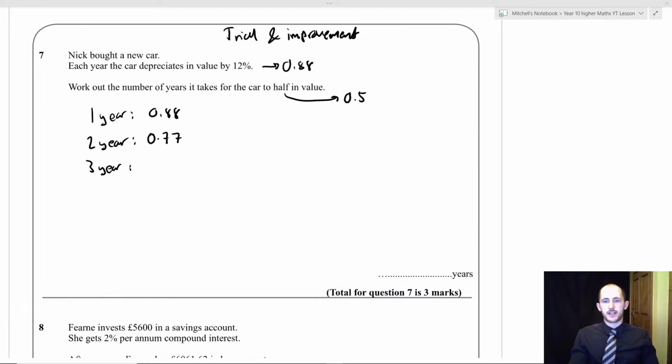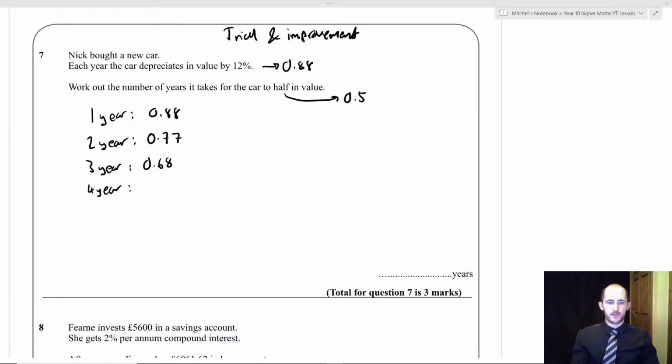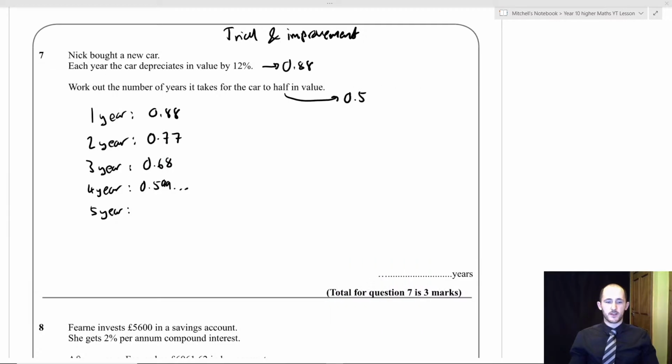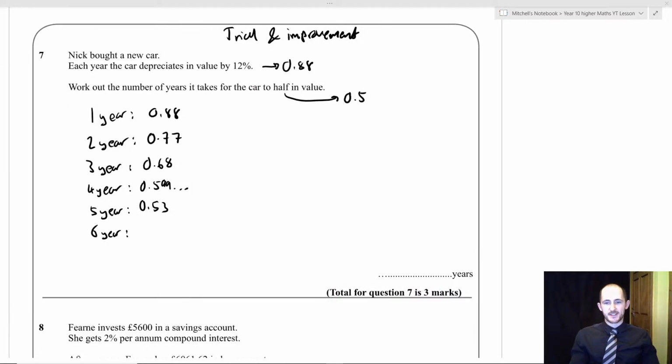0.68. And again, if you want, you can actually jump, right? So I could go straight to year 5 and see what it looks like. But just for demonstration, I'm going to keep going until I get below 0.5. That doesn't count, it's 0.59. Then dot dot dot. Keep going. Okay. So this is a fairly tedious method, right? 0.46. So in short, it takes 6 years because that is the first year that it's below 0.5.